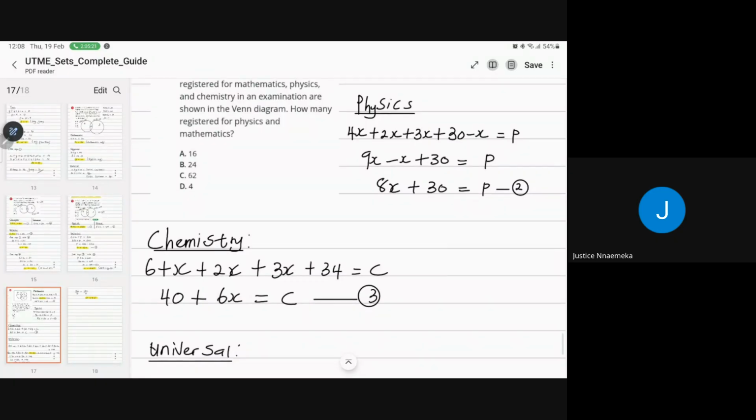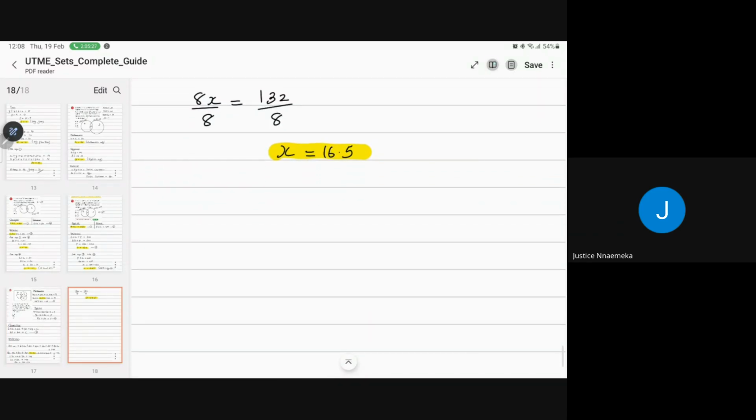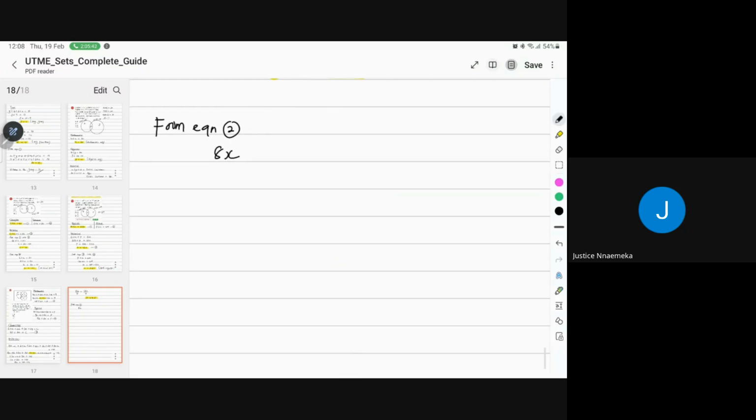So now we can get the value of P. From equation 2, 8x plus 30 equal to P. So we have 8, open bracket, 16.5, plus 30. Let me put 8 times 16.5 plus 30. That will give us P equal to 162.